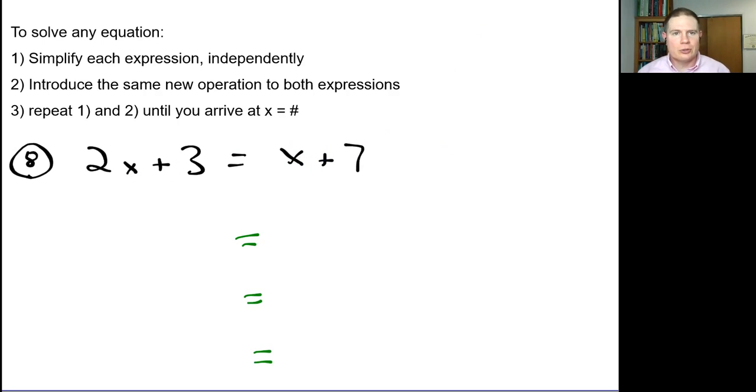I have 4 choices. I can subtract 3 from this expression and this expression. I could subtract 7 from this expression and this expression. I could subtract 2x from this expression and this expression, or I could subtract 1x from this expression and this expression. Any of those 4 are perfectly legitimate.